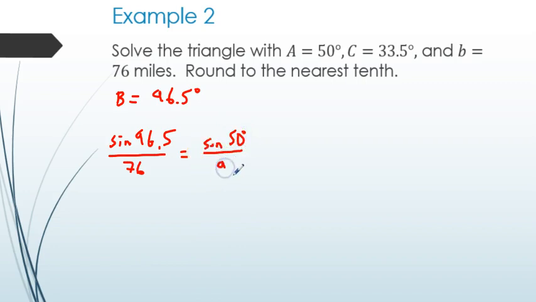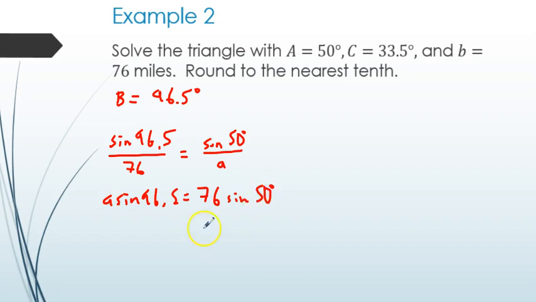Do be careful about your labeling, because when you're on a test question, I will be having the blanks filled out as what is angle A, what is side A. So if you mix and match a little bit, you would get points off for that. So I'm going to cross multiply. This would be A sine of 96.5 equals 76 times sine of 50.